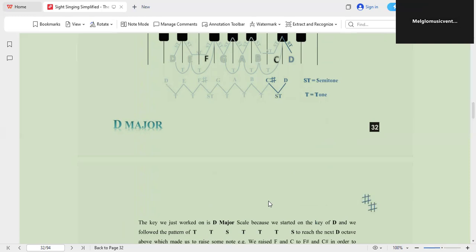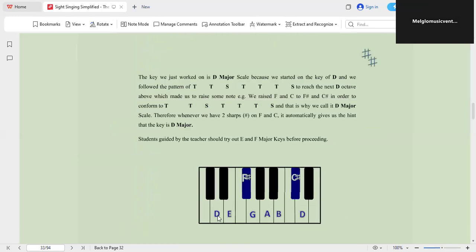So we now have D, E, F sharp, G, A, B, C sharp, and D, because we've altered these notes to conform to the major scale pattern of tone, tone, semitone, tone, tone, tone, semitone. So this is the scale of D major. The scale of D major has two sharps on it. So any D major scale that doesn't have two sharps can be a D scale, but not a D major scale.